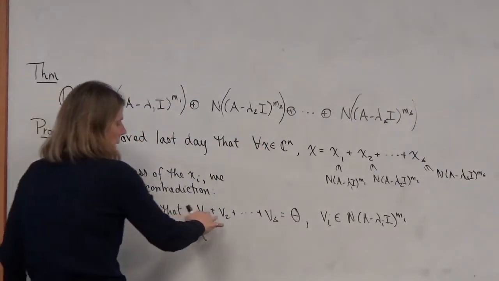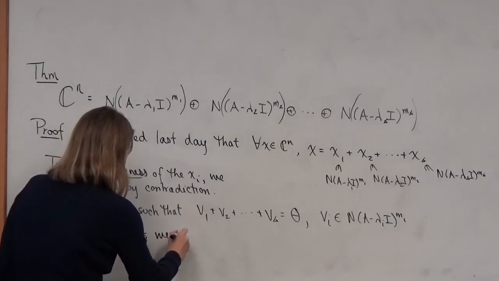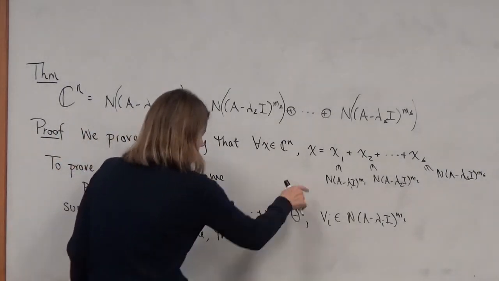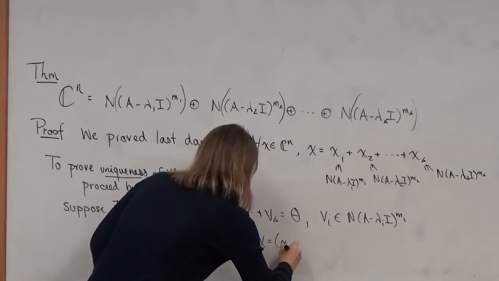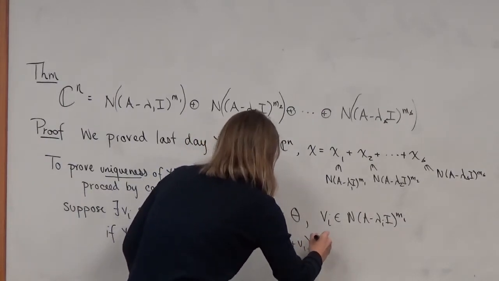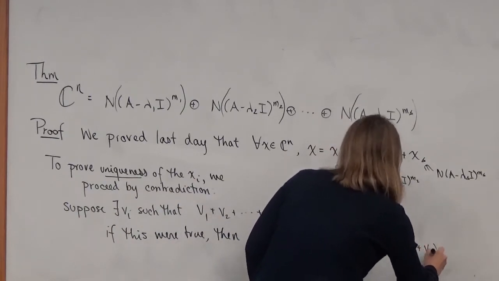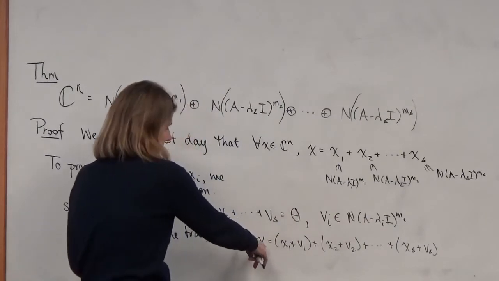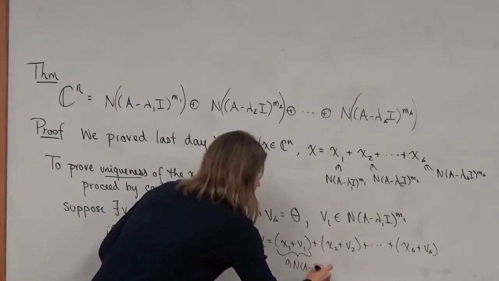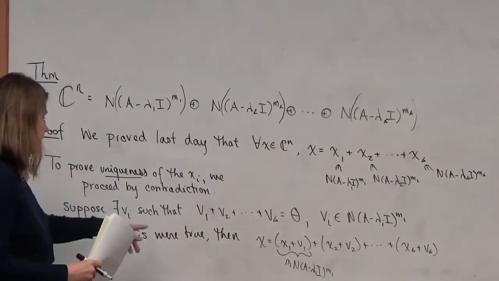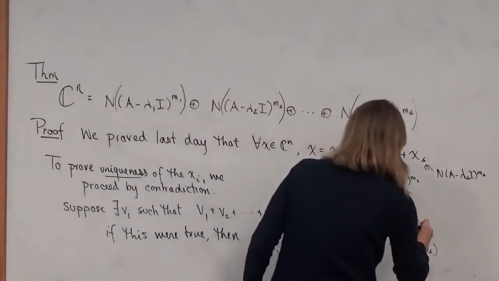We ended last day by saying, if this were true, then if we just add this equation to this equation, we get that x is equal to, and now you see what contradicts direct sum, because now we have a second decomposition that works, x sigma plus v sigma. The fact that these add up to 0 means I still get x on the left-hand side, but now this component is in this first space, A minus lambda 1I to the mi, etc. So if this were true, then we would not have a unique decomposition. And these vi's are not all 0.